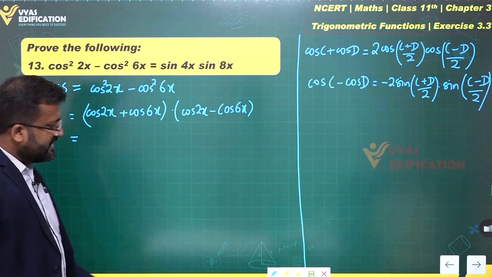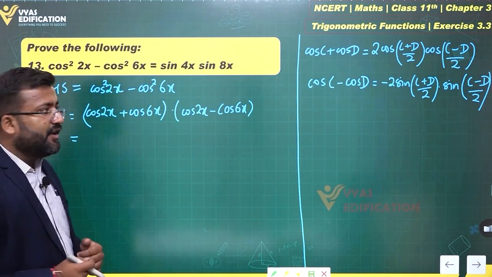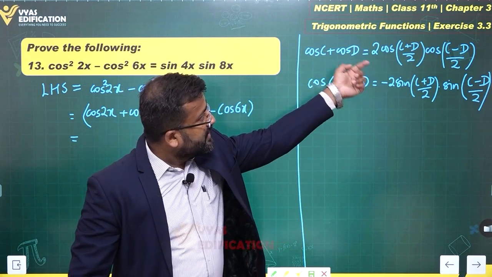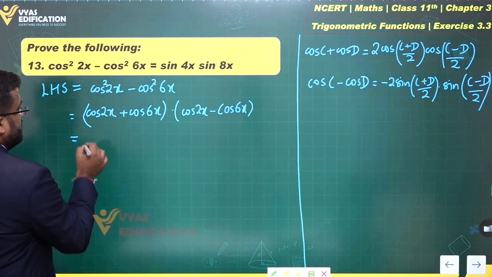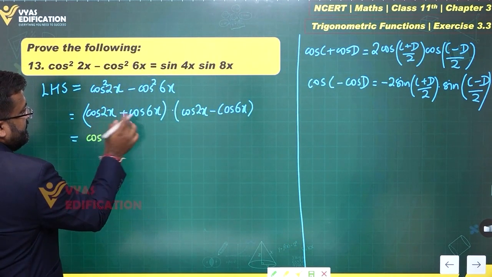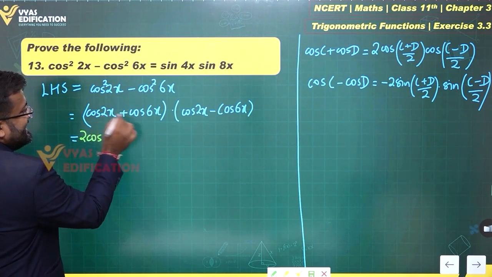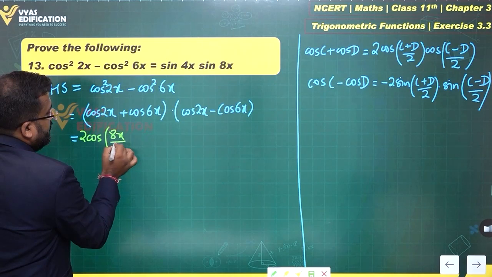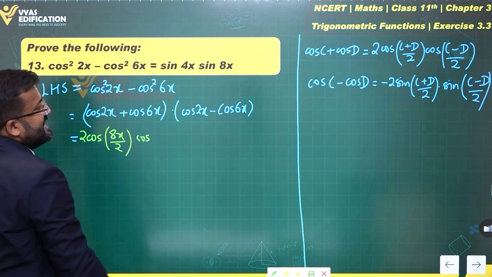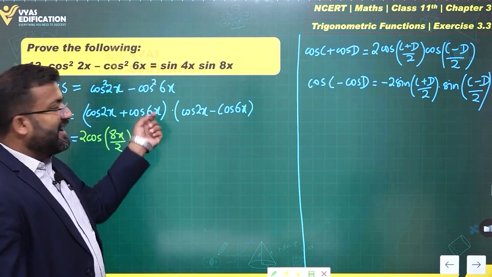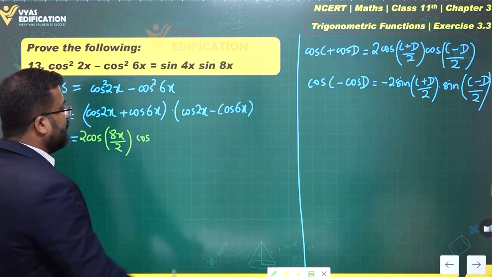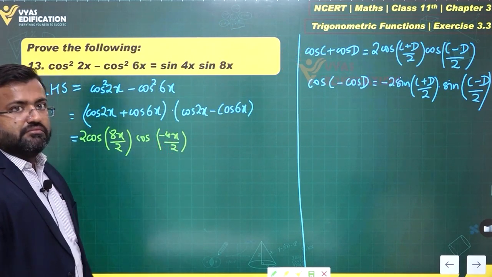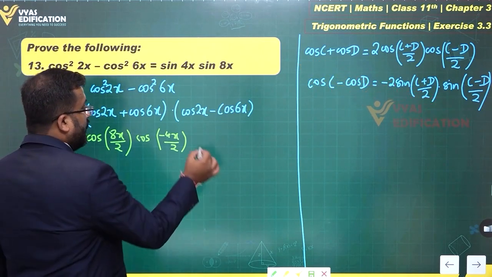Let's see. This will simplify to what? This is cos c plus cos d, which is 2 cos of c plus d by 2, that is 8x by 2, times cos of c minus d by 2, that is 2x minus 6x, which is minus 4x by 2. Okay, this is what I get. Is that okay? Yes, that's okay. What about the other one?